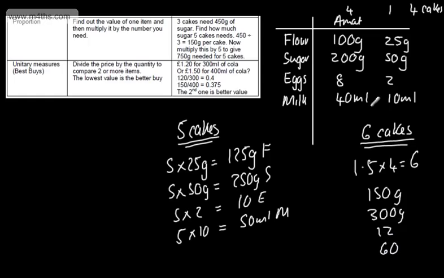So all I'm doing is multiplying these by 1.5. Or you could find half the amount and add it on. So lots of different ways. Either way round, you will need to be quite clear with your workings. Another proportion question, let's write another one.